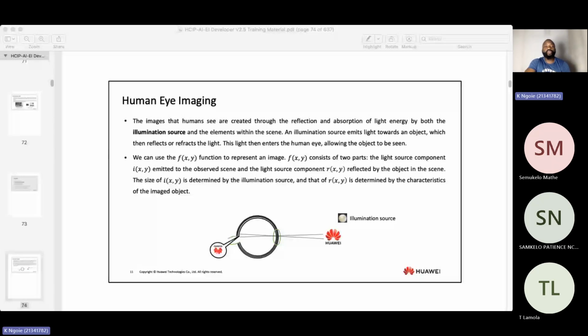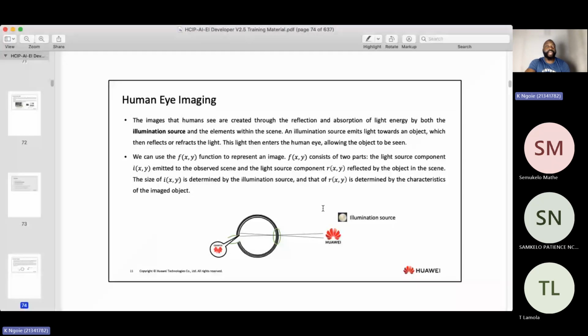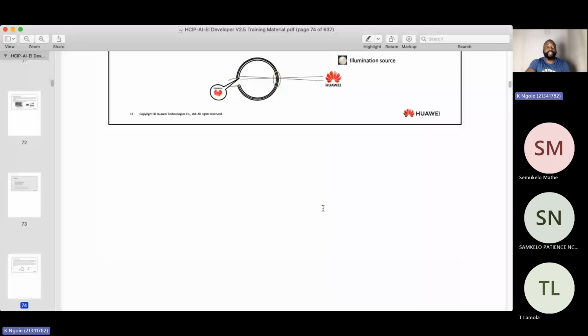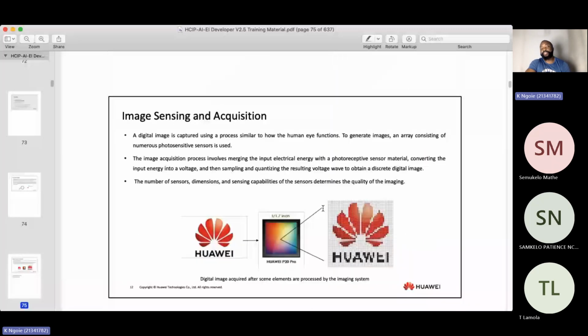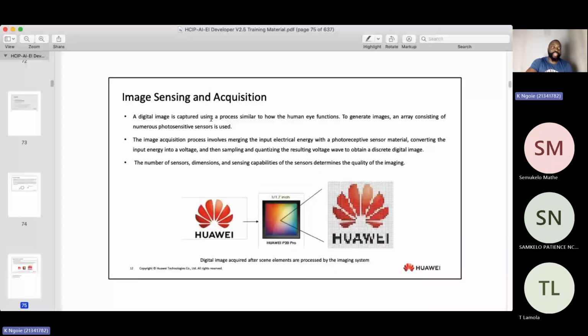Okay. So when we look at the eye, we will actually have to sense something, right? So we have image sensing and acquisition. The digital image is actually captured using a process similar to how the eye functions. So, the context of the human eye in terms of AI. We are looking at how visual data are captured, sensed, and digitized for AI systems.